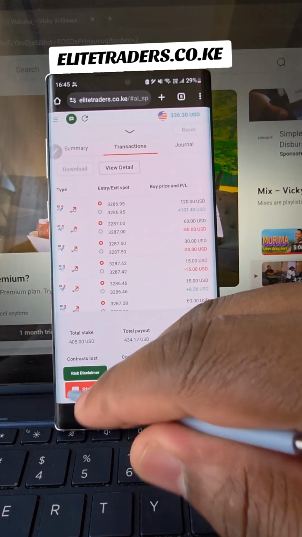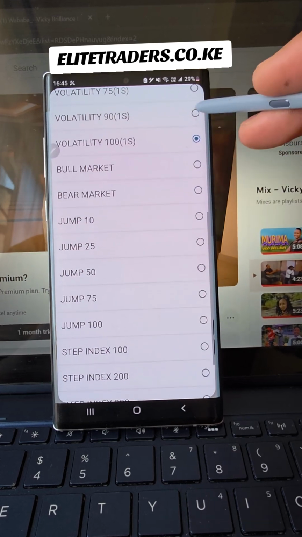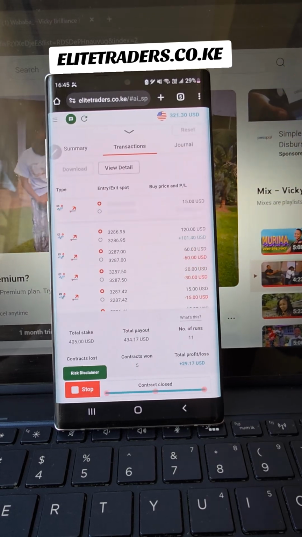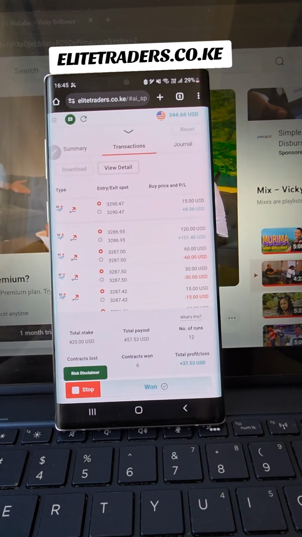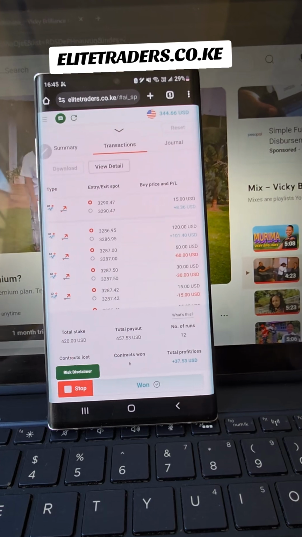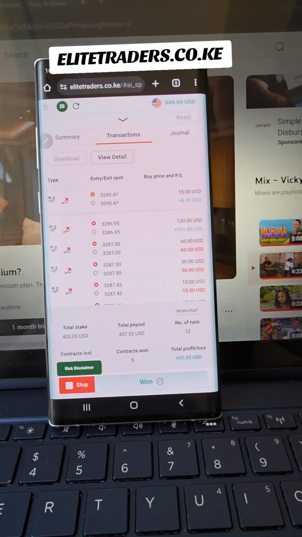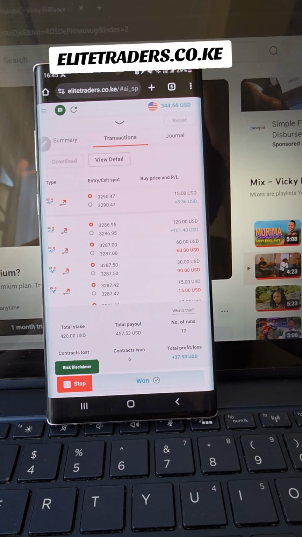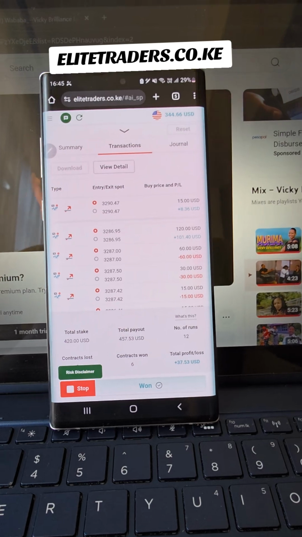This one has taken too long, so let's move to a different one. Let's get back to 75. I don't like using the normal volatilities. They mess me up big time. This one is a little bit better. We have already made 1 win, so we need 2 more wins. That's about $16, and we'll be in a position to hit our TP of 50 USD.